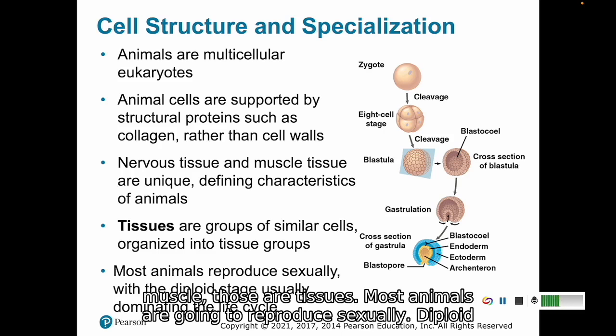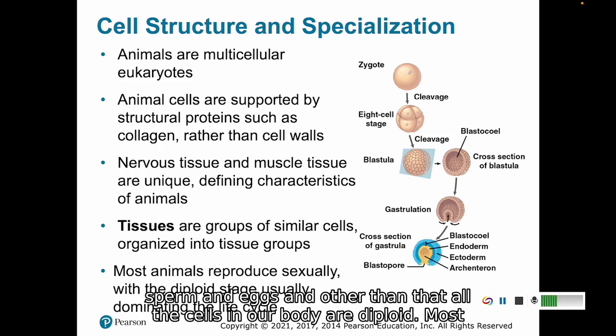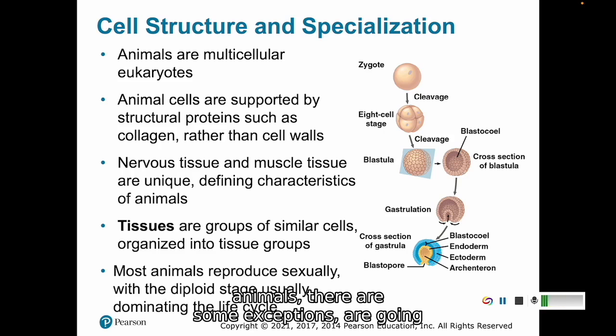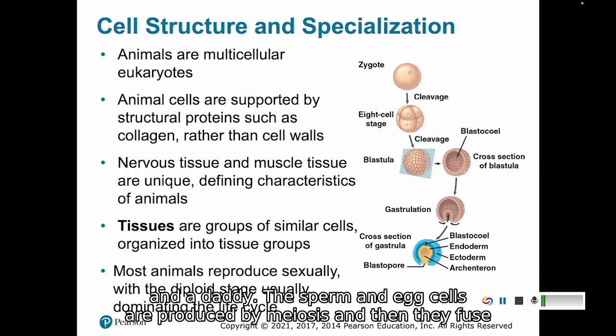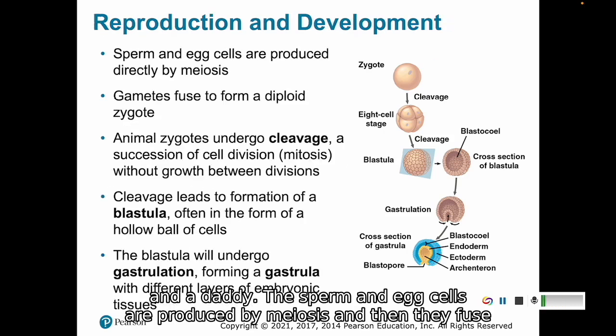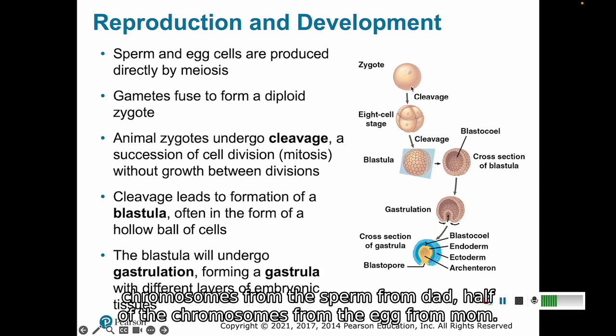Most animals are going to reproduce sexually. Diploid stage is the dominant stage of our life cycle. So we have a haploid stage to make our sperm and eggs, and other than that, all the cells in our body are diploid. Most animals, there are some exceptions, are going to require 2 parents, a mommy and a daddy. The sperm and egg cells are produced by meiosis, and then they fuse to make a zygote. This is a zygote here, and it is diploid. It got half of its chromosomes from the sperm from dad, half of the chromosomes from the egg from mom.